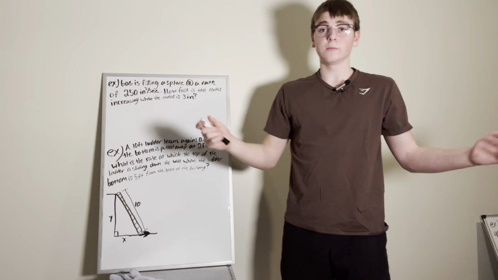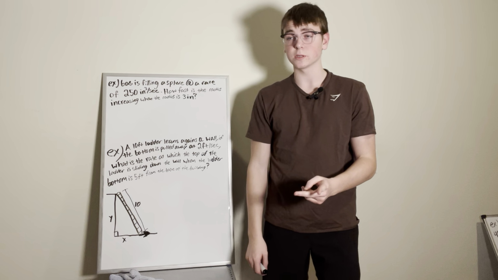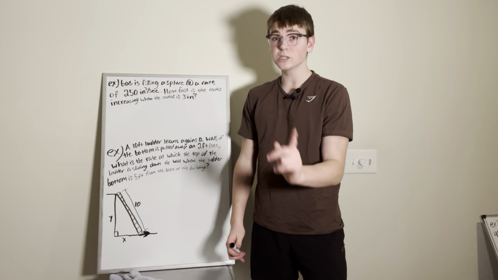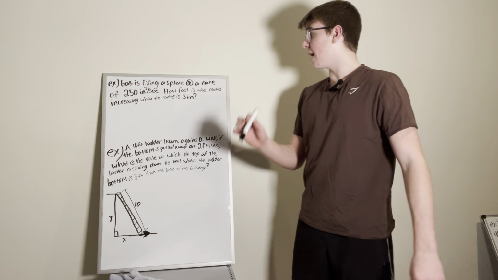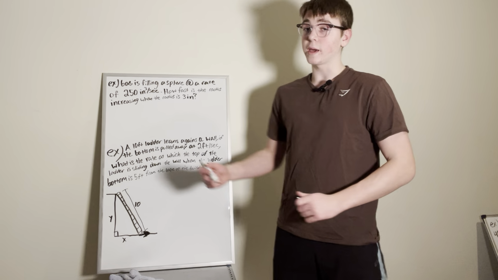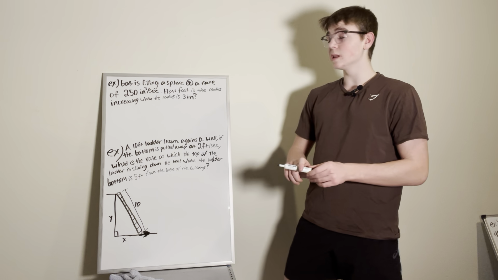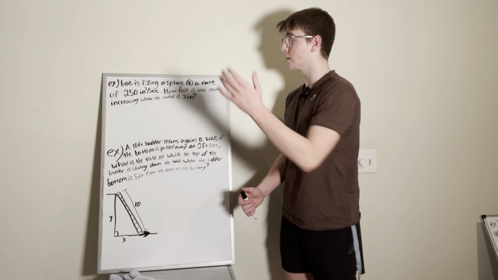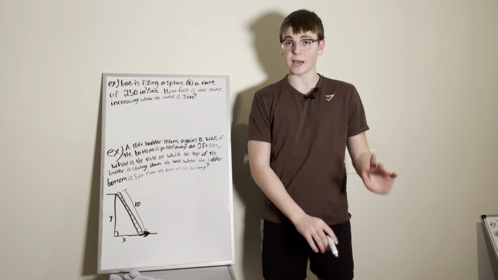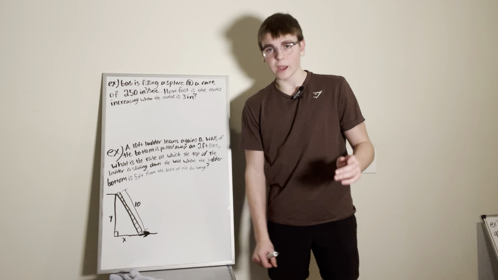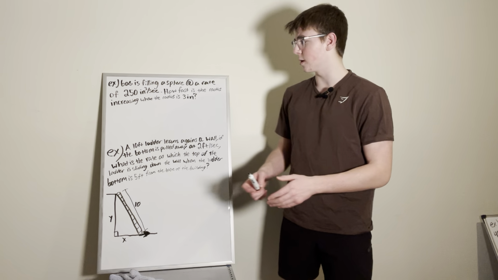Okay, so now two final examples. Gas is filling a sphere at a rate of 250 inches cubed per second. How fast is the radius increasing when the radius is 3 inches? This one is a little weird. We have volume, inches cubed, which is not area. Area is a squared value, and volume is a cubed value.